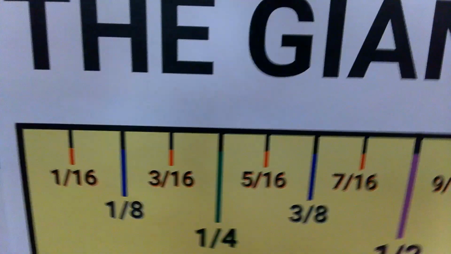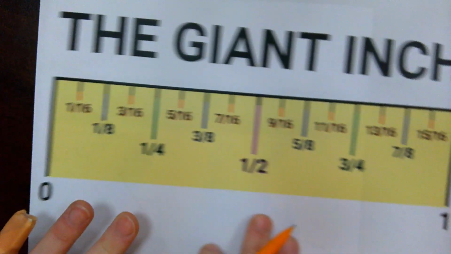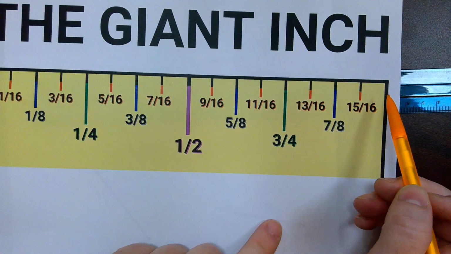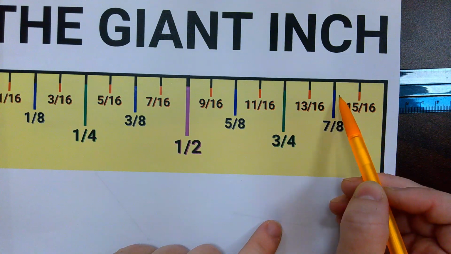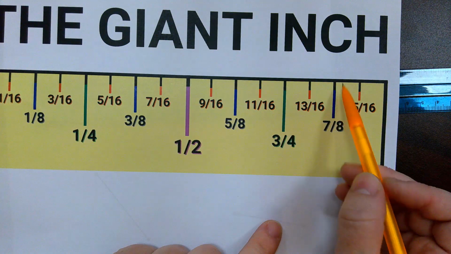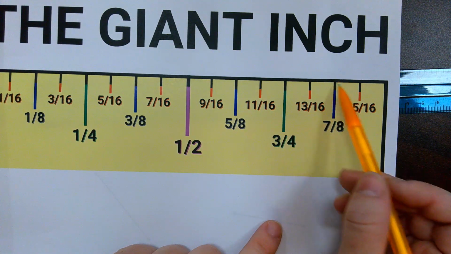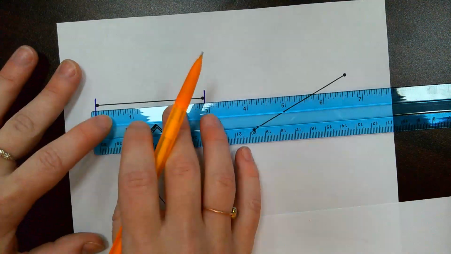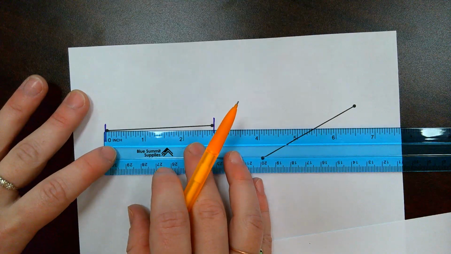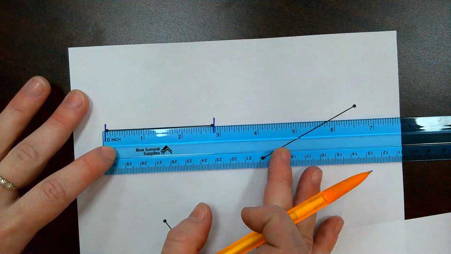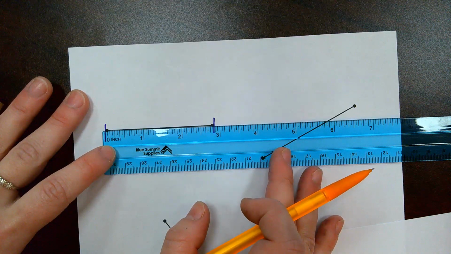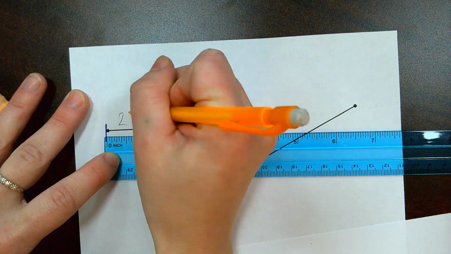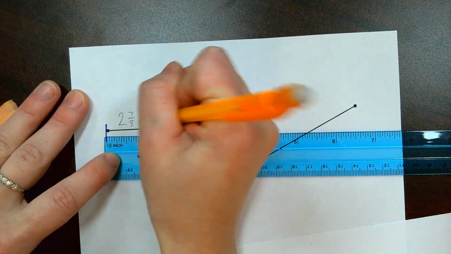So on my giant inch, I would start here and see where is that point. I've got 1, 2. It fell on this line at the 7/8. Okay, so that would mean that this line segment measures about 2 7/8 of an inch. We would write that like this, 2 7/8 inch.